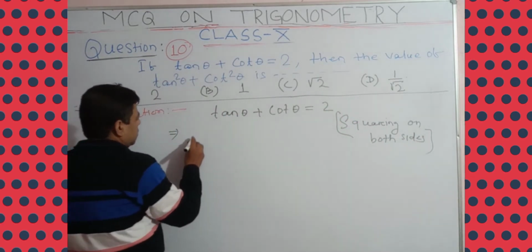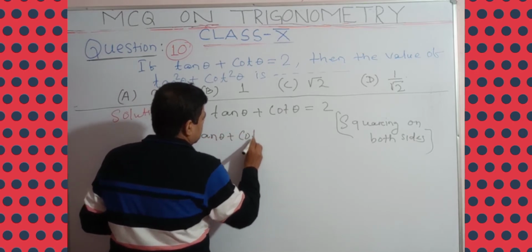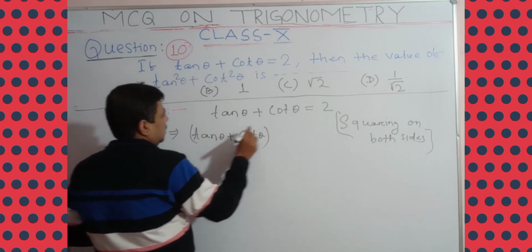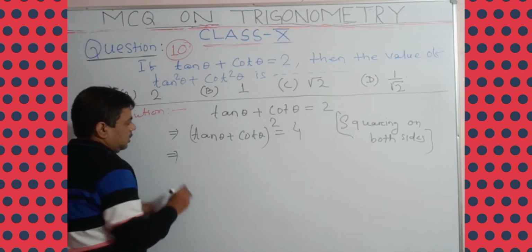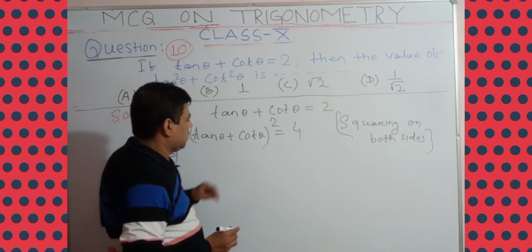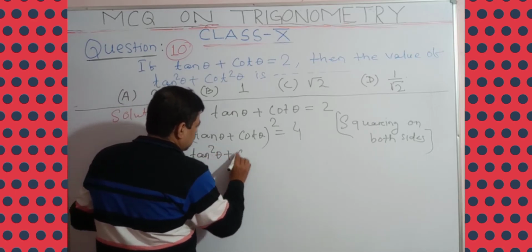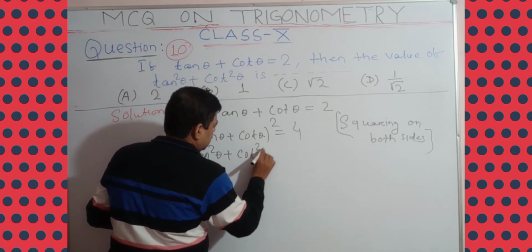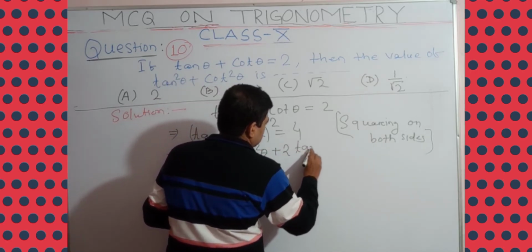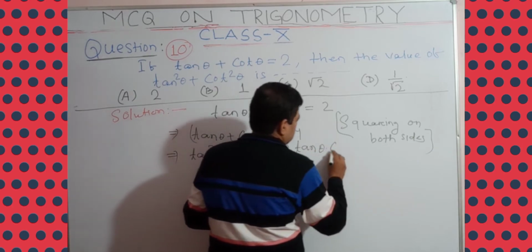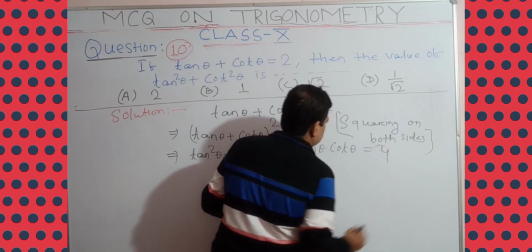So after squaring on both sides, it will be tan theta plus cot theta whole square, and 2 squared will be 4. Here you apply the formula a plus b whole square, which is tan square theta plus cot square theta plus 2 tan theta into cot theta. The value is 4.